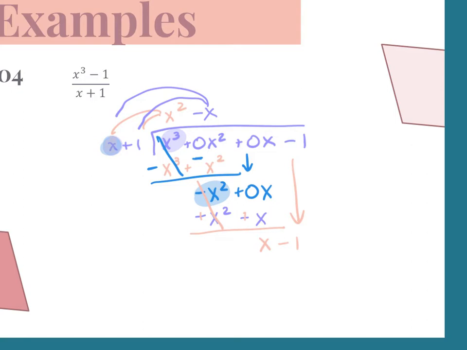Last time, first into first. What do I have to multiply x by to get to x? Positive 1. Multiply it times both the terms on the outside. X plus 1. Change your signs. First column cancels like it should. Remainder, negative 2.